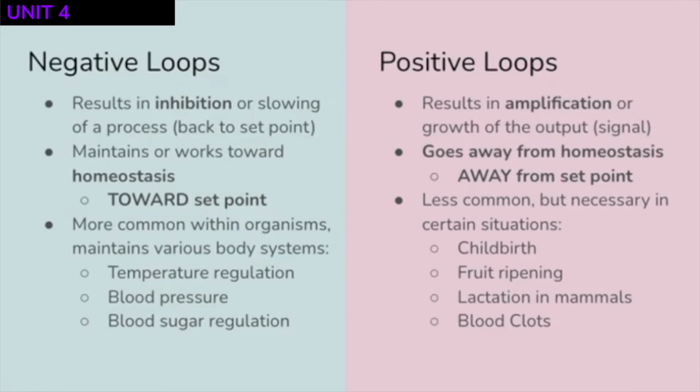You may see an example of blood pressure or blood sugar regulation on an AP exam, so we're going to go over what that could look like in just a moment. Positive feedback loops, though less common, are still necessary in certain situations. Childbirth and having the contractions of the uterus in order to deliver a child is obviously really important for mammals.